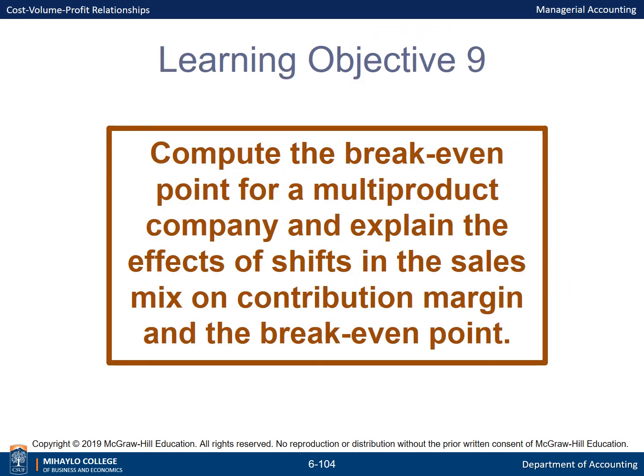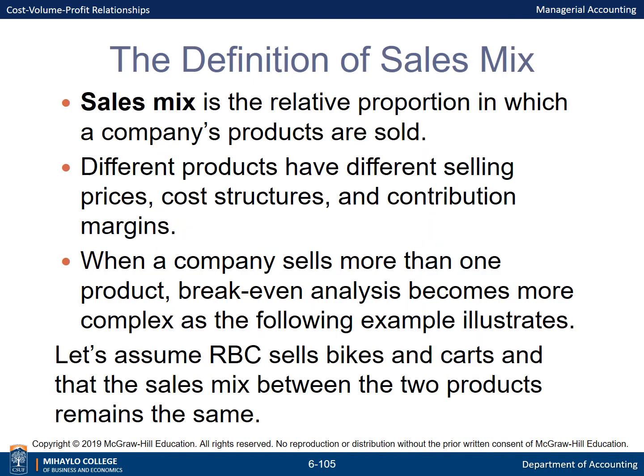Learning Objective 9 is to compute the break-even point for a multi-product company and explain the effects of shifts in the sales mix on contribution margin and the break-even point. Sales mix is the relative proportion in which a company's products are sold. Different products have different selling prices, cost structures, and contribution margins. When a company sells more than one product, break-even analysis becomes more complex, as the following example illustrates.